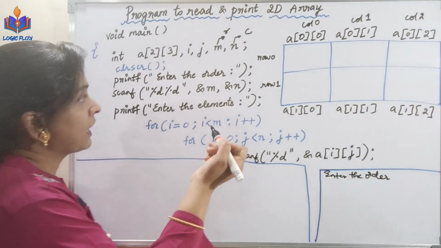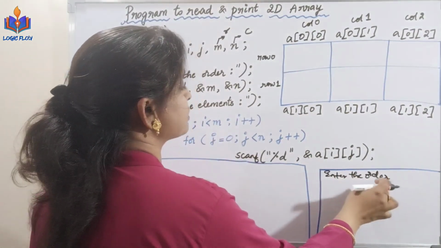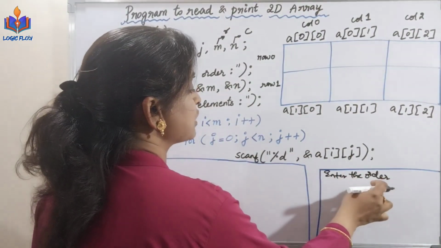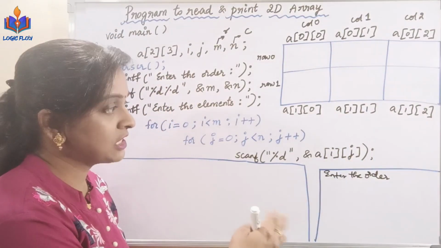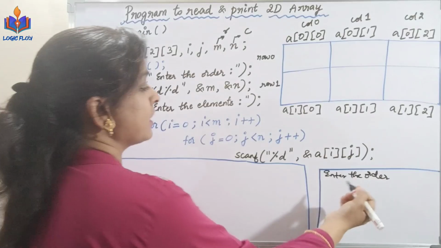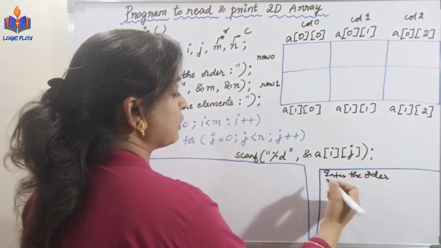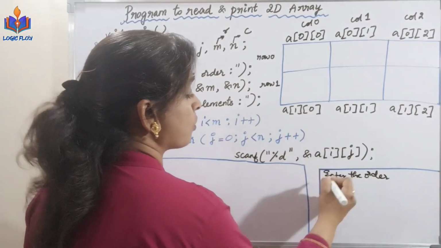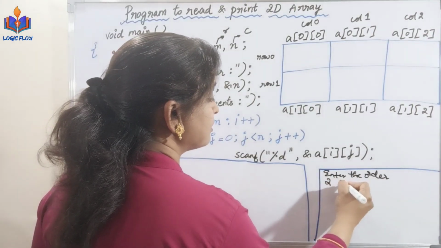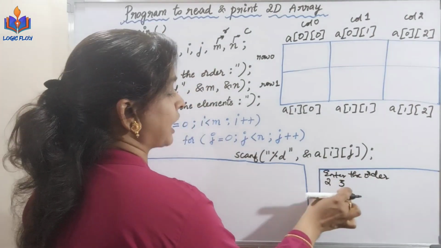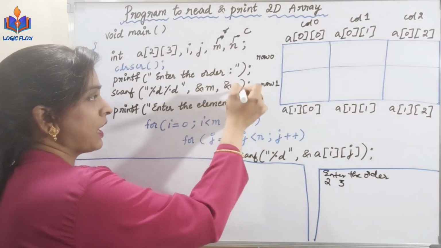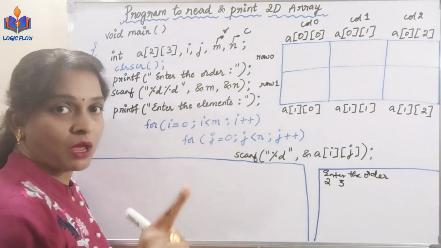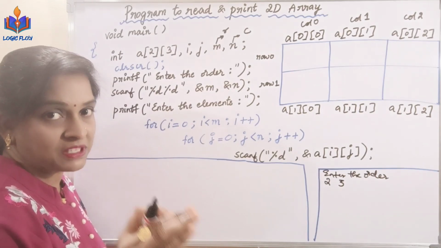Now I'll say enter the order. As soon as the user reads this message, the user has to input two values. You can also have a message that is still more clear. The first value I need to give for rows. So I say 2 rows and 3 columns. First value, second value. Then 2 will be stored in m and 3 will be stored in n. So m represents row, n represents column.